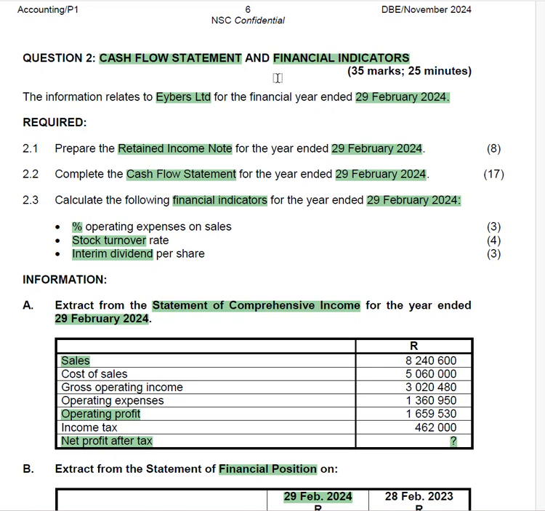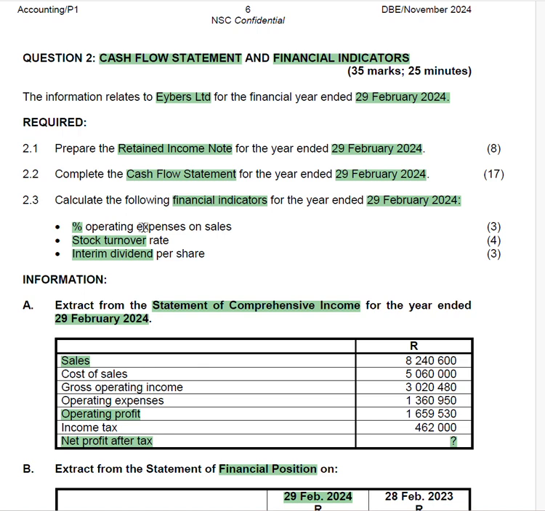In this video, we are looking at the financial indicators. Our main focus will be on question number 2.3. The examiner asked us to calculate the following financial indicators for the year ended 29 February 2024. We need to calculate the percentage operating expense on sales, the stock turnover rate, as well as the interim dividends per share. So the first one, operating expense on sales.